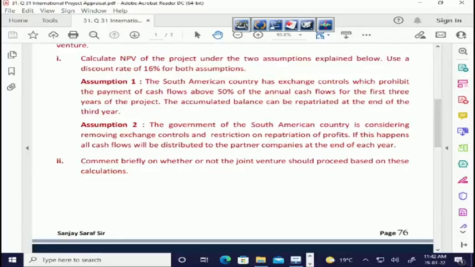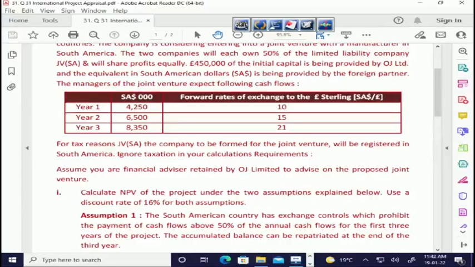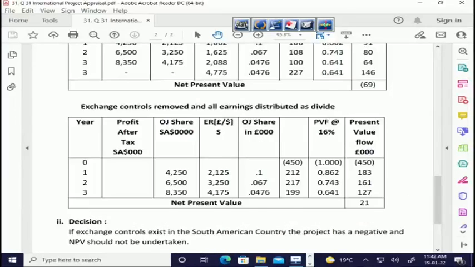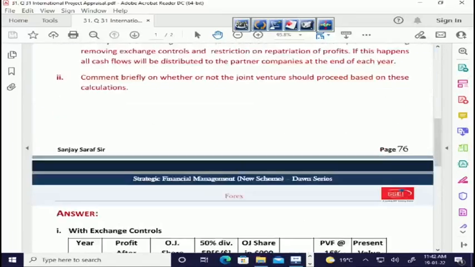Scenario 2, government of South American country is considering removing the controls and restrictions on repatriation. If this happens, all cash flows can be distributed to partners at the end of each year. So in that case, these cash flows divided by 2 belongs to OJ and that by 10, that by 15, that by 21 to be sent back to OJ and then just pull it and find out the NPV. That's very, very simple. So second scenario NPV is positive. First scenario NPV is negative.